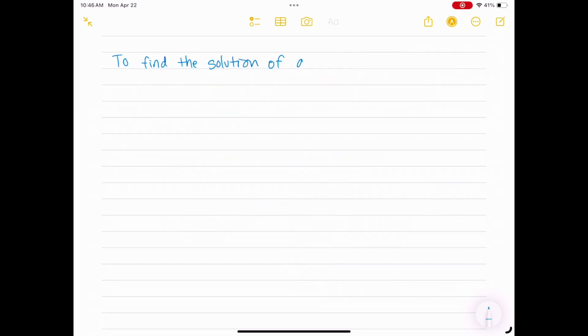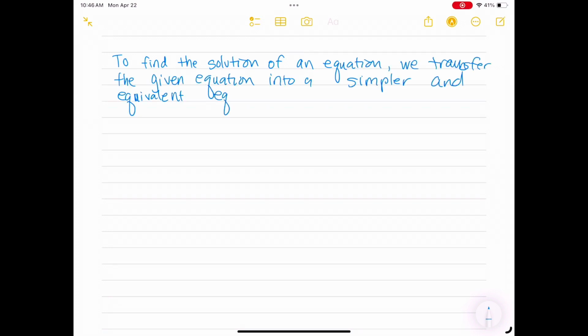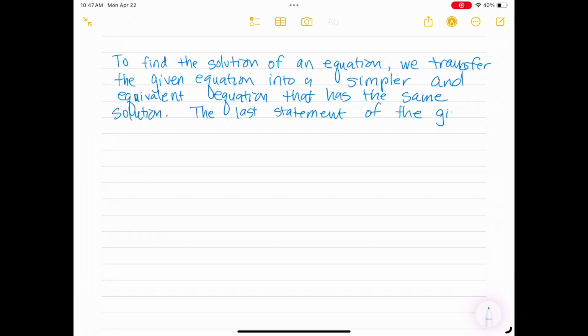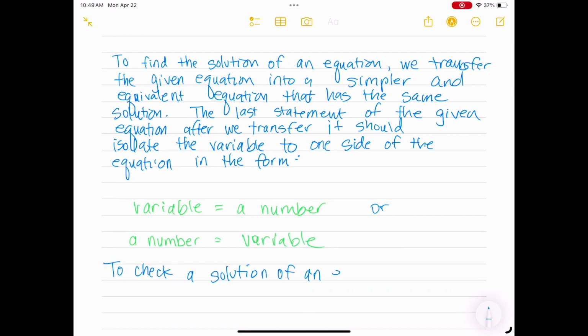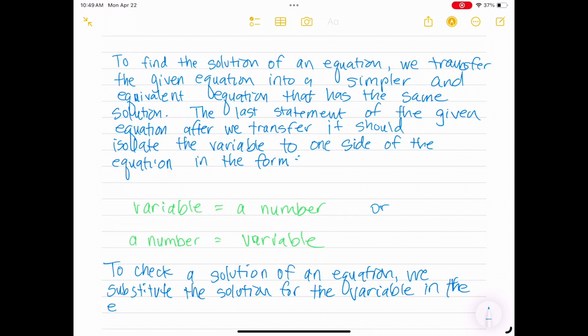To find the solution of an equation, we transform the given equation into a simpler and equivalent equation that has the same solution. The last statement, after we transform it, should isolate the variable on one side of the equation, in the form variable equals a number or a number equals variable. To check a solution of an equation, we substitute the solution for the variable in the equation to see if we get a true statement.